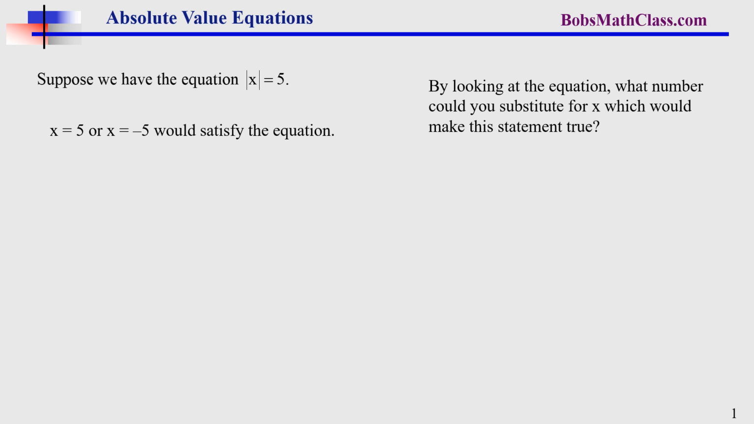So these absolute value equations will have two answers. You should put them in braces, negative 5 and 5. When you put two numbers or more into braces to show a solution, you should put them from smallest to largest.